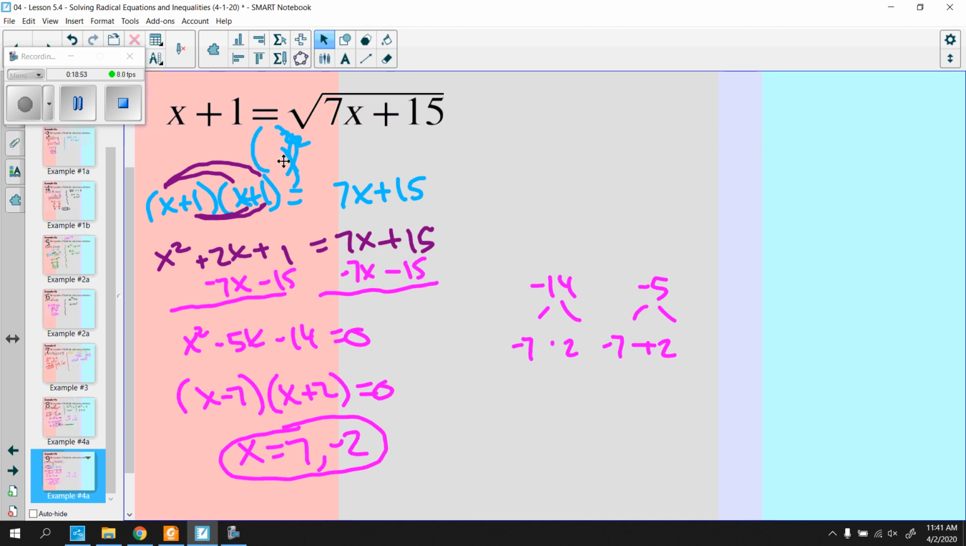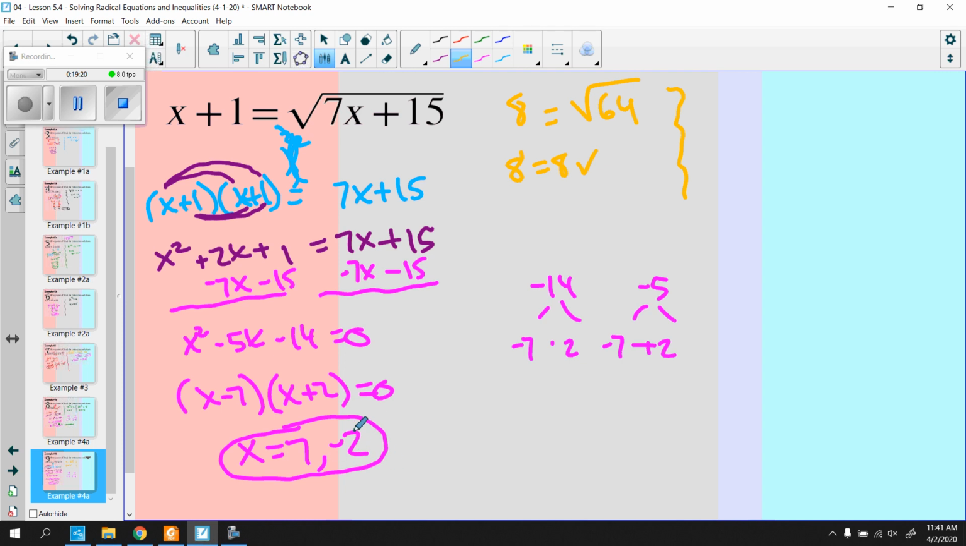All right, so left side, let's go. Let's start with the 7. 7 plus 1 is 8. Okay, what happens when I plug in a 7 over here? I got 7 times 7, which is 49, plus 15 is 64. So the square root of 64 is 8. We check out, I like 7.